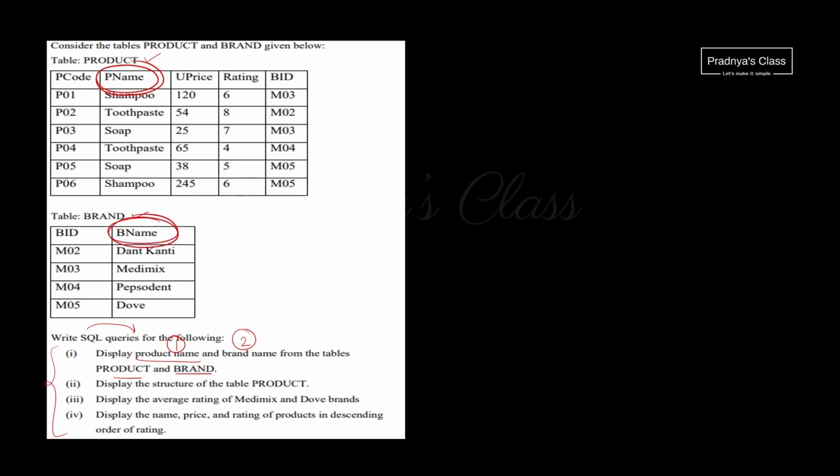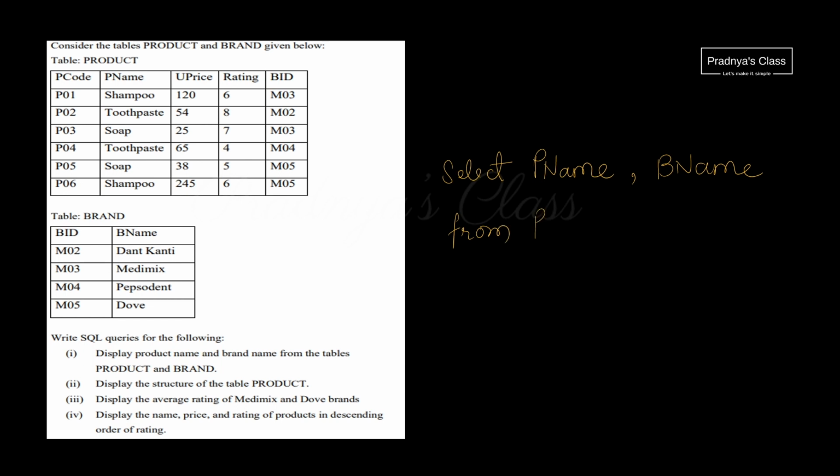If we need to retrieve data from more than one table, there should be a common column. The common column is BID. Now we will match this common column and extract the data. Now it will be very easy to write the query. Select the first column we need to display is product name. So the name of the field is P name. The second column we need to print is brand. The name of the field in the table is B name, followed by the name of the tables. The first name of the table is product. The second name of the table is brand. If you want to rename the table, you can give it here. I am giving P for product and B for brand.